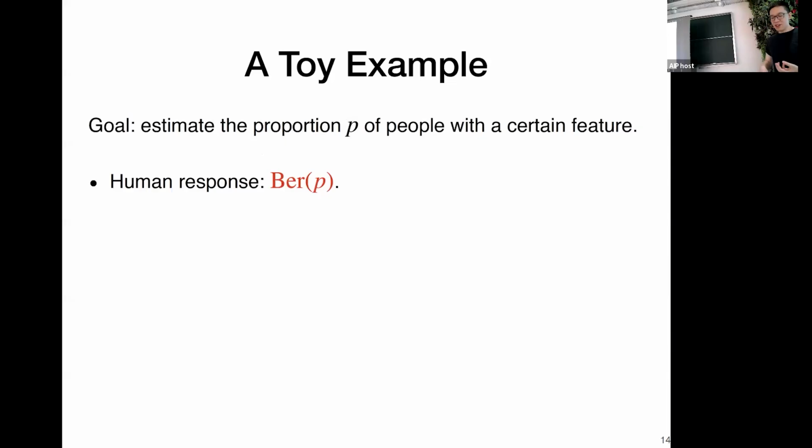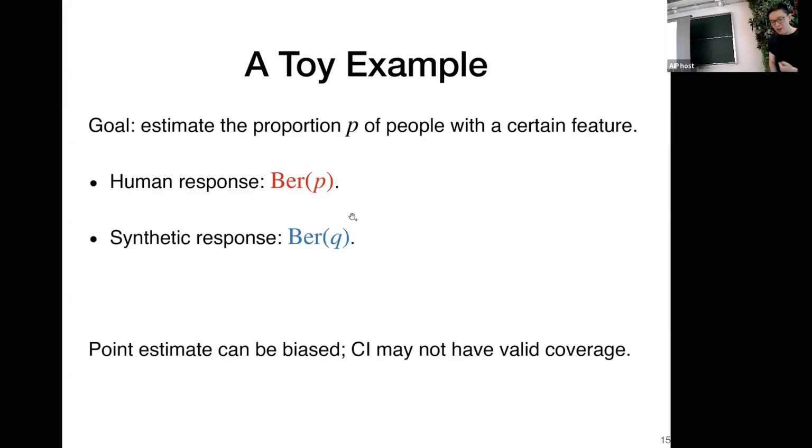And if you randomly sample real humans from your population of interest, then for each human, for each sample, you will get a Bernoulli random variable with parameter P. Because if this population is unbiased, then this is the correct number. And then you use a language model, you will get a synthetic response.